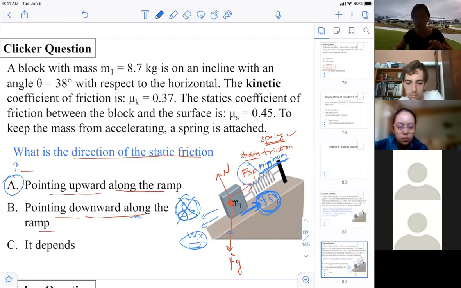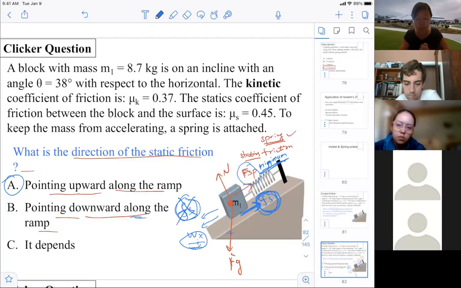You can have a scenario where you extend the spring a little bit more down below, where the spring force is a little bit more up the ramp. But in that case, you can have a static friction down the ramp to balance that out, but we're not talking about that scenario here.